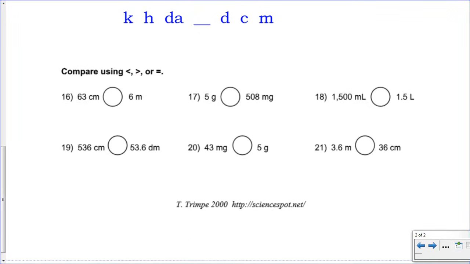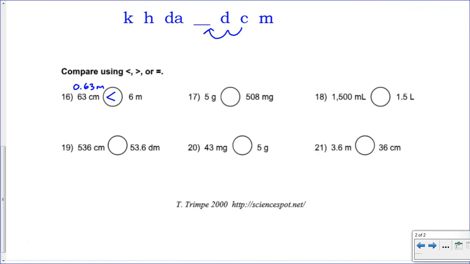And then for the last problems here on the page, we're going to be doing some more comparing, so we have to get them in the same units. 63 centimeters, converting it to meters. We jump over 2 spots, going from centimeters to meters, which gives us 0.63 meters. 6 is greater than 0.63.